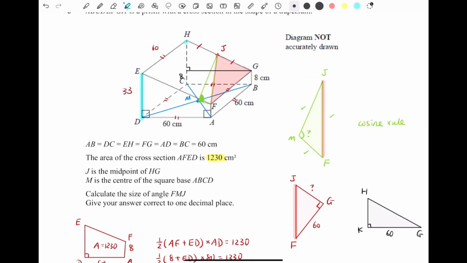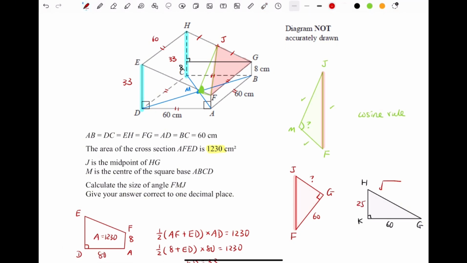So that means HC is also 33. Now, if HC is 33, KC is 8 because it's a rectangle, then we can work out HK is 25. By using Pythagoras theorem, we can work out HG is 65. JG is a half of HG, which is a half of 65. Therefore, we can work out JF by using Pythagoras theorem as well. We have now worked out FJ.